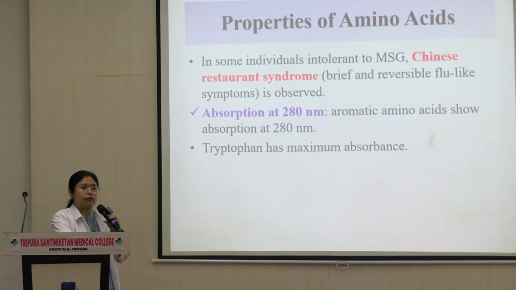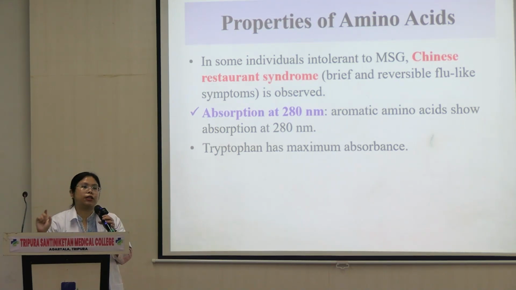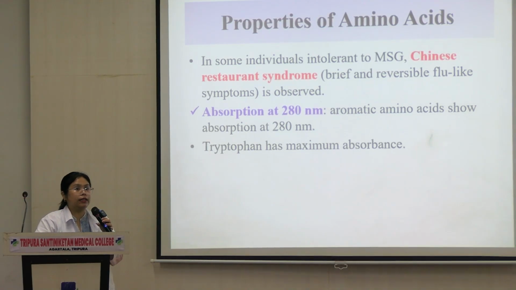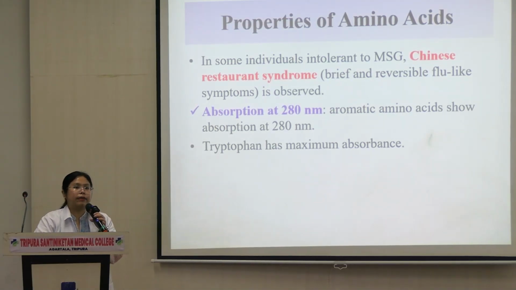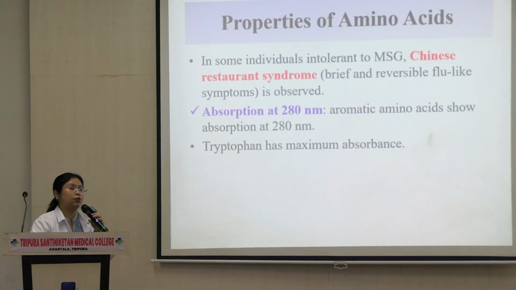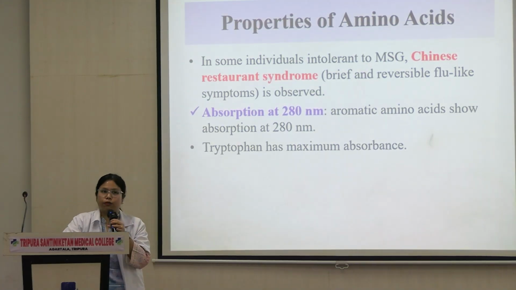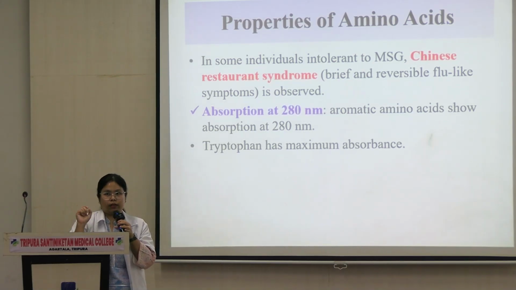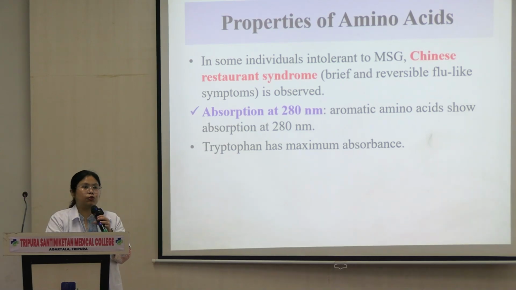Now, another property of amino acids is absorption. There are certain wavelengths at which amino acids in solution absorb UV light or light in the visible spectrum. Tryptophan is one of them. It has the maximum absorption at 280 nanometers. So if we want to find out the presence of tryptophan in a solution, we will fix our machine that detects the presence of amino acid at 280 nanometers.